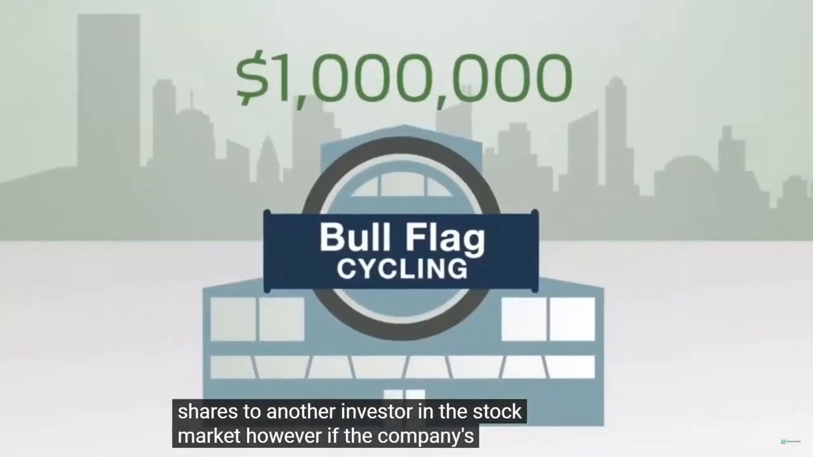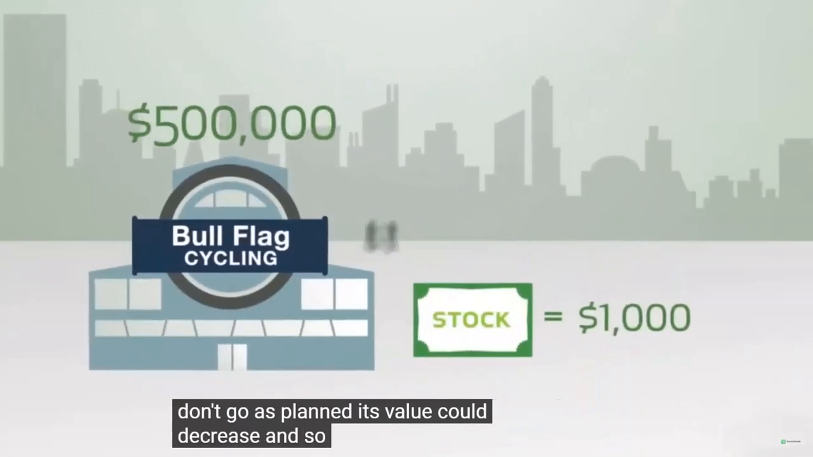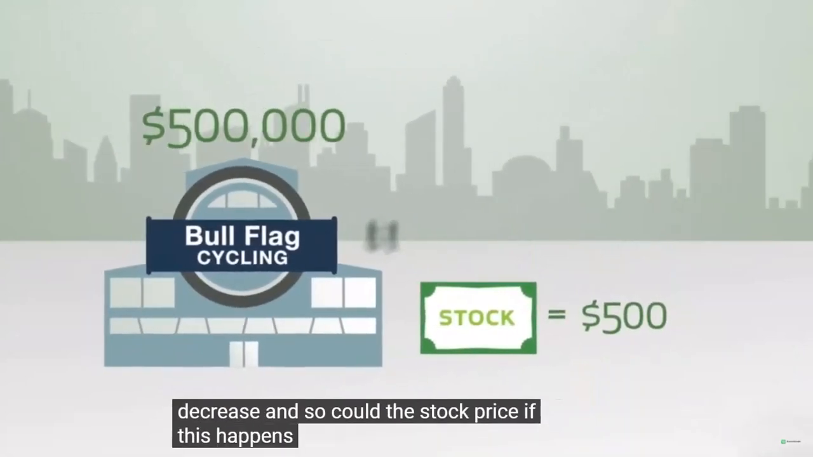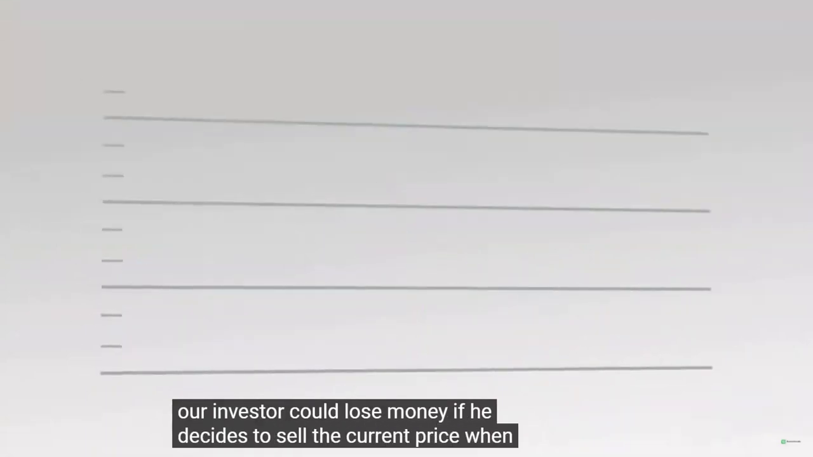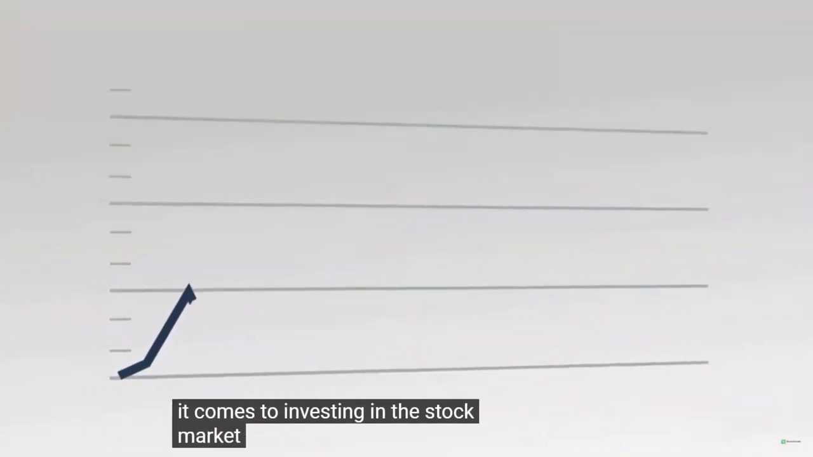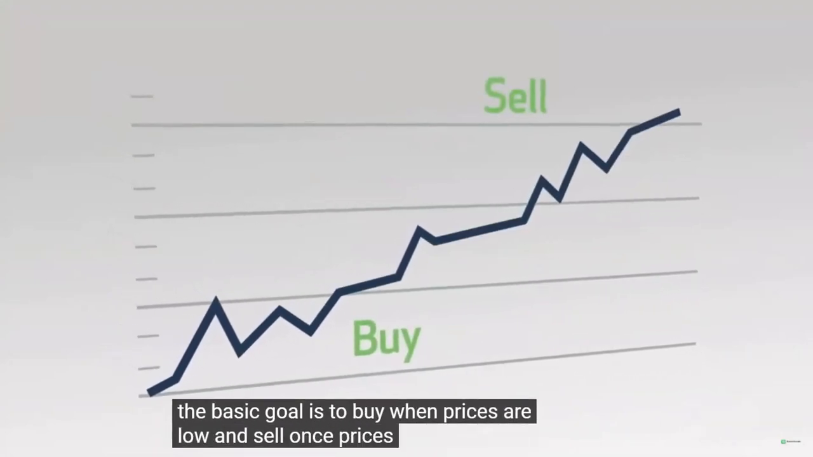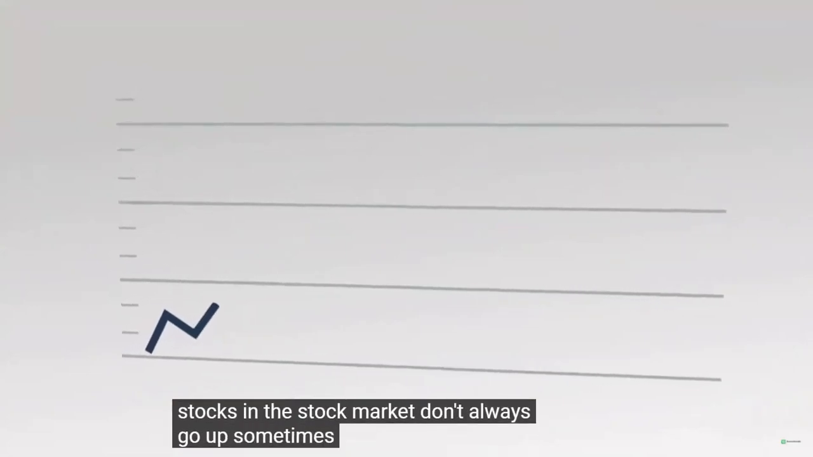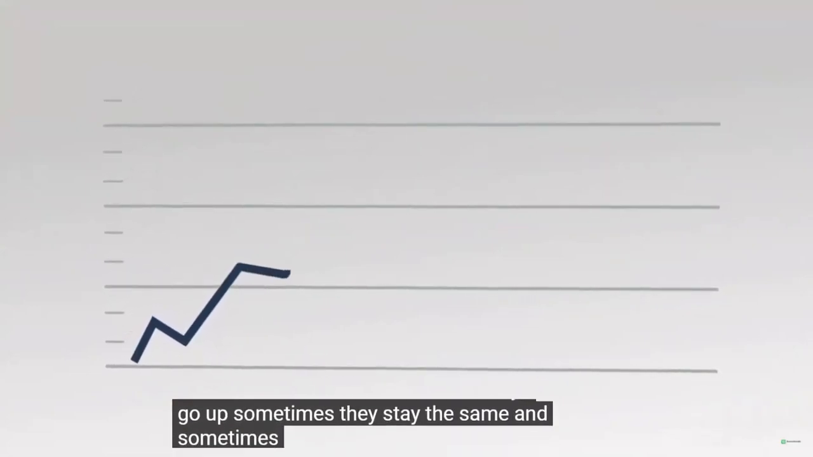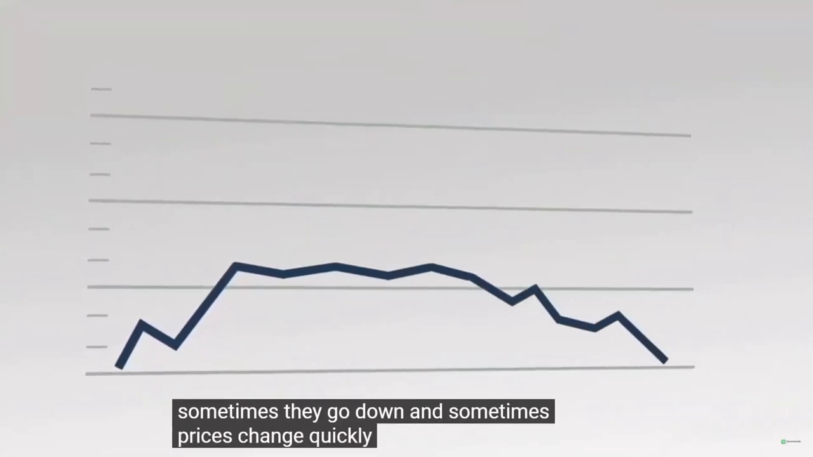However, if the company's ventures don't go as planned, its value could decrease, and so could the stock price. If this happens, our investor could lose money if he decides to sell at the current price. When it comes to investing in the stock market, the basic goal is to buy when prices are low and sell when prices are high. But stocks in the stock market don't always go up. Sometimes they stay the same, and sometimes they go down. And sometimes prices change quickly.